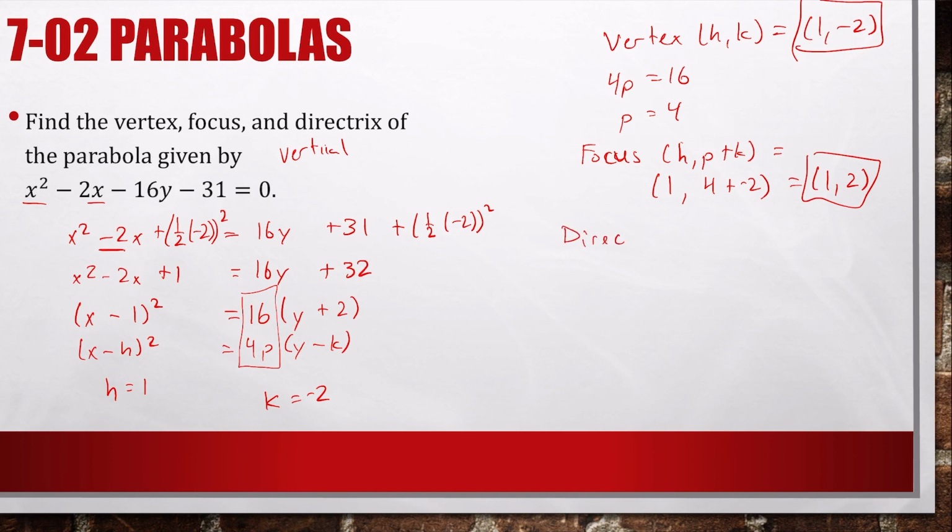And the directrix was y equals k minus p. Well, k was -2, p was 4, so it's y equals -6.